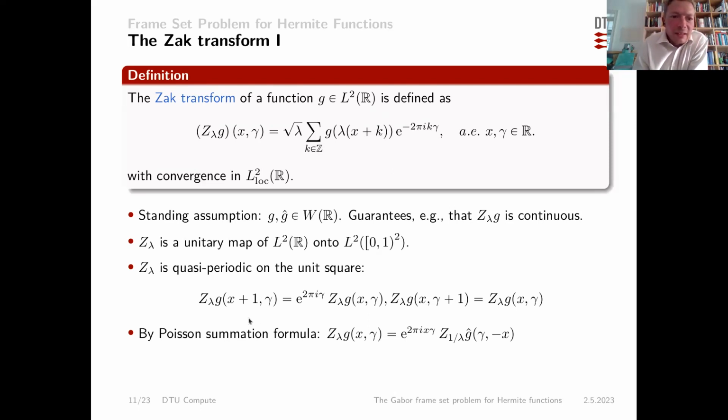And the Poisson summation formula shows that the section form can be equal to, up to this complex exponential, the same transform with 1 divided by lambda, right? So if you go from g to g hat, you replace lambda with 1 divided by lambda, and then you switch the role of the two variables as well. So a lot of the proofs use this formula quite a lot.